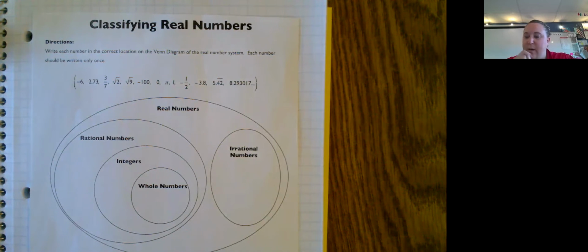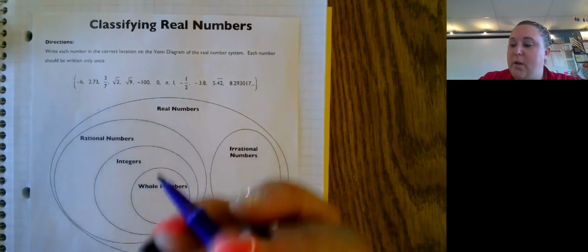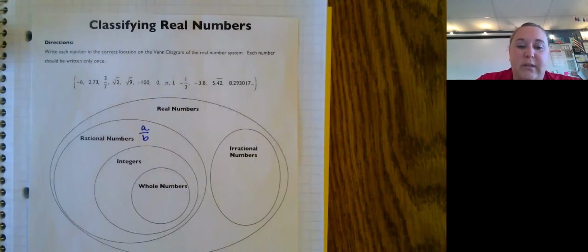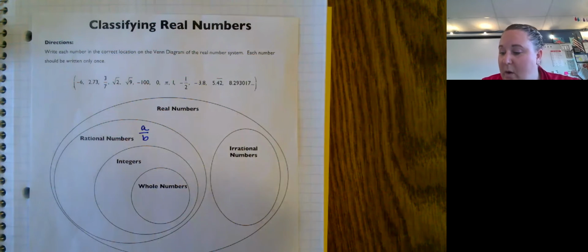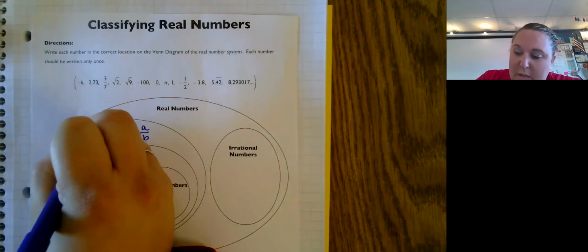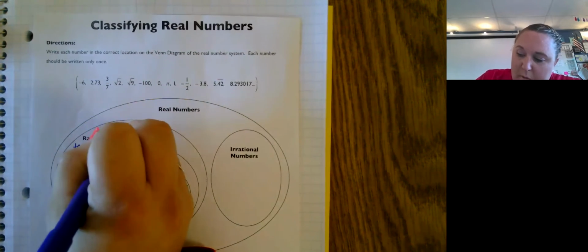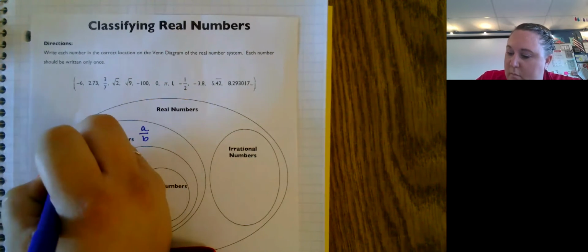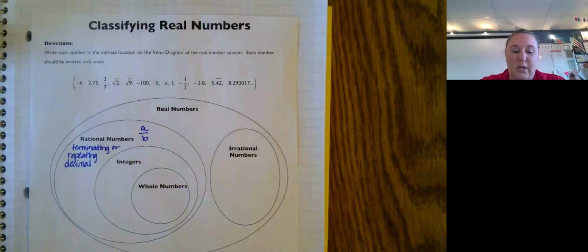The main focus of what makes something rational is that rational numbers can be written as a ratio of two integers. So what that means is it can be written as a fraction, basically. If I can write it as a over b, it's a rational number. The other thing that makes a rational number rational, if you want to narrow it down, is that it's either terminating, which means stopping, or a repeating decimal. If it's a stopping or a repeating decimal, we consider those to be rational numbers.